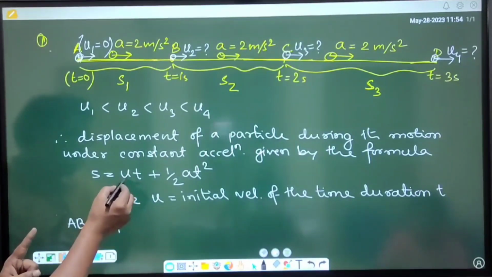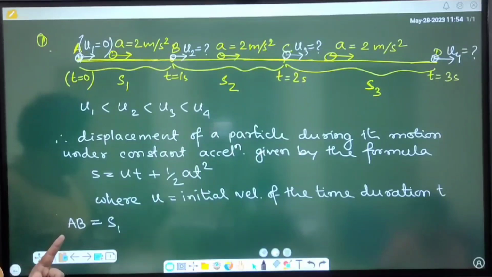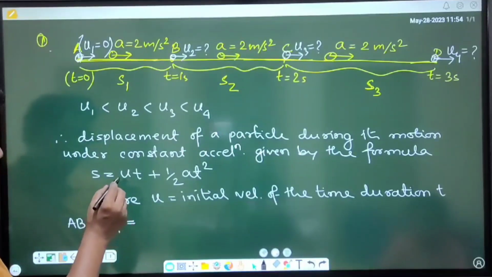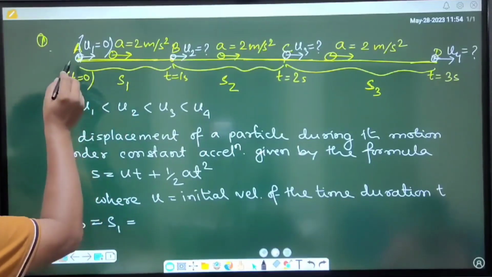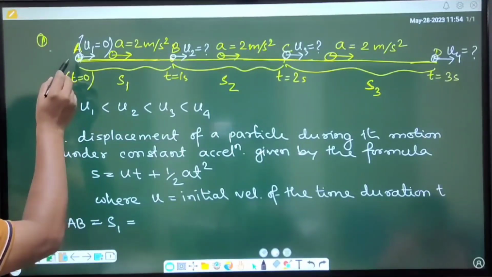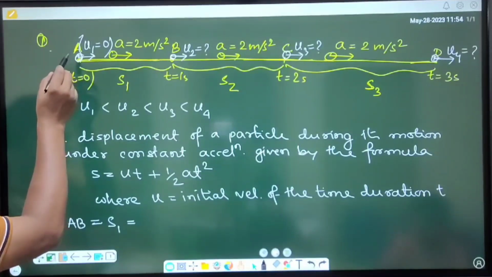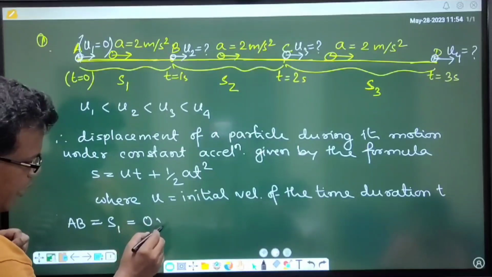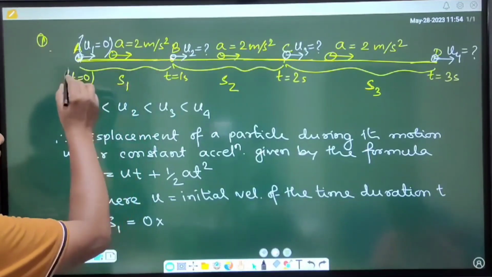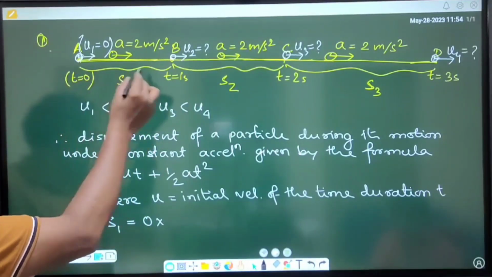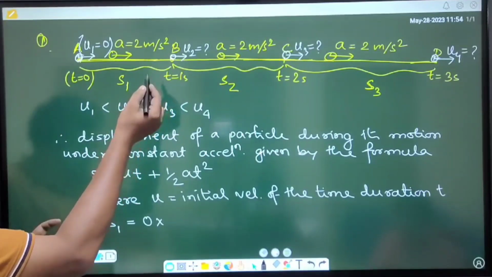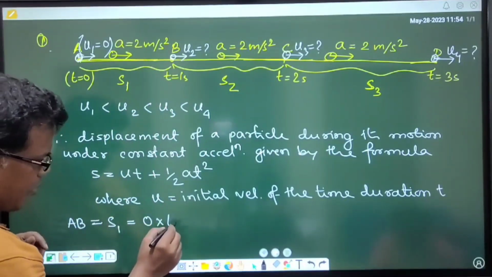And instead of u, you are only allowed to use the velocity at that starting instant. So for the calculation of S1, which one is the starting position? A. What is the velocity at A? 0. So I will use 0 for u. S1 is the displacement for what duration? The duration of this journey is 1 second. So I must use t as 1.